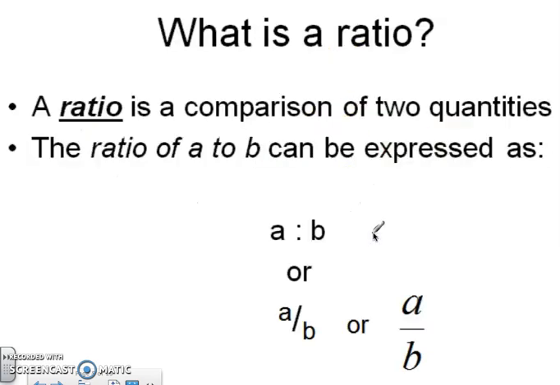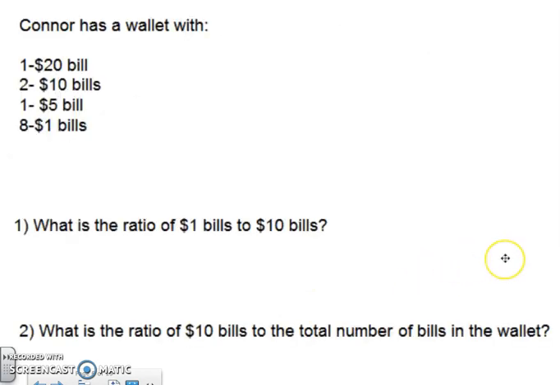So now let's go back and include ratio. So remember, a ratio is a comparison of two quantities, and it can be written as a colon b, or as a fraction a over b, and it is read a to b. Okay, so those are the ways you can write a ratio.